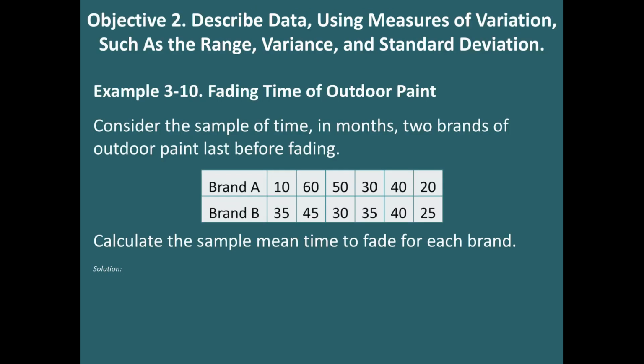Let's begin with an example. Here we're going to describe some data using measures of variation such as range, variance, and standard deviation. In this example, we will discuss fading time of outdoor paint. Let's consider the sample of time in months of two brands of outdoor paint and how long it lasts before they start to fade. Let's go ahead and calculate the sample mean time to fade for each brand.